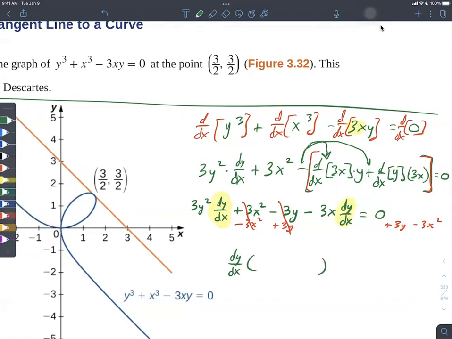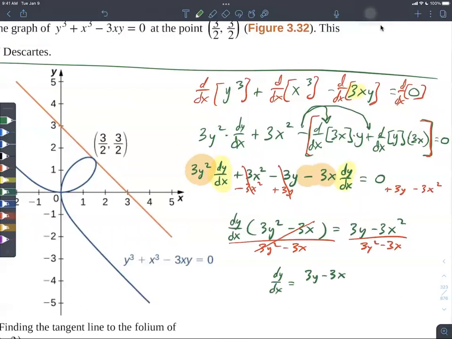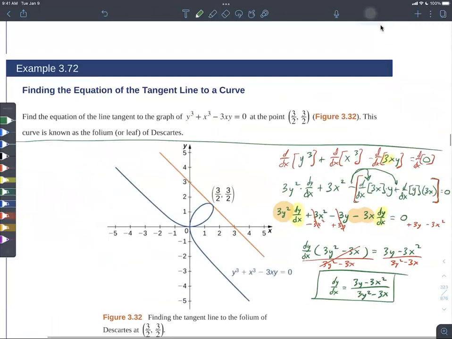What's going to be left as the other factor? Well, it's just going to be 3y squared minus 3x equals 3y minus 3x squared. And then we can divide both sides by 3y squared minus 3x, and we get dy/dx is equal to 3y minus 3x squared over 3y squared minus 3x, and that is our answer. Or at least that's the derivative, right?